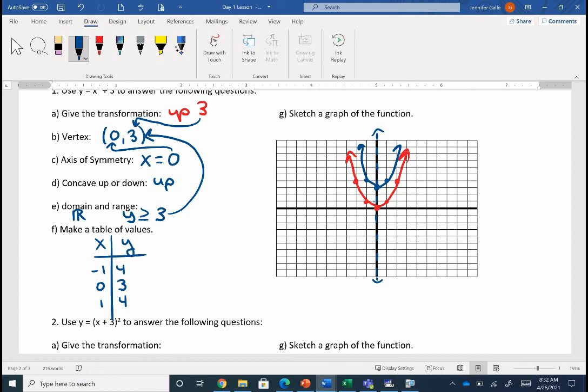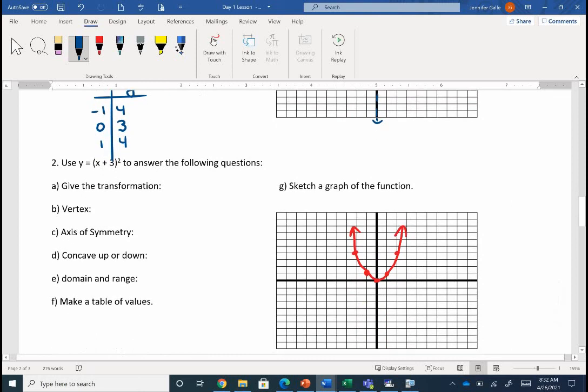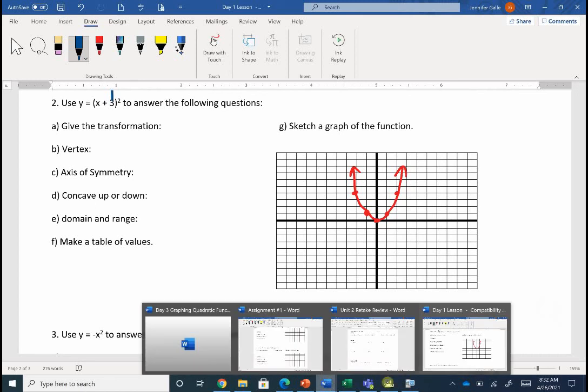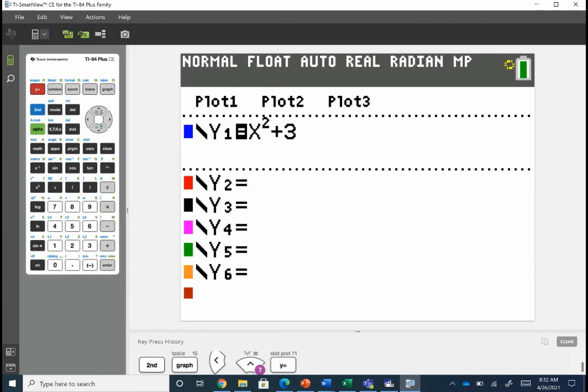So adding 3 at the end, after the squared, made our graph go up. Let's see what happens if we add the 3 as part of our term that's being squared. All right, so let's go back to our calculator. Let's go to our y equals. I'm going to go ahead and just clear out what's there. I like to start from scratch. And I'm going to enter in just what I see.